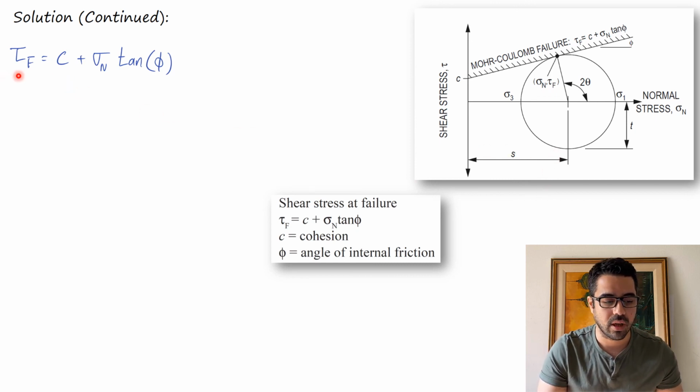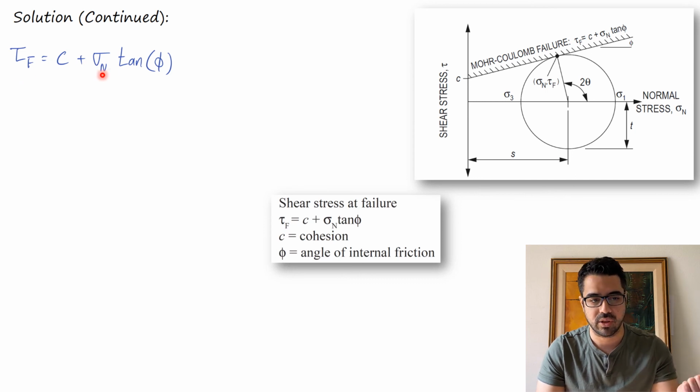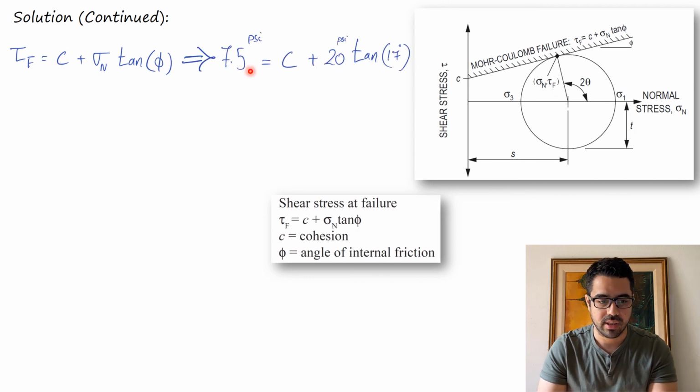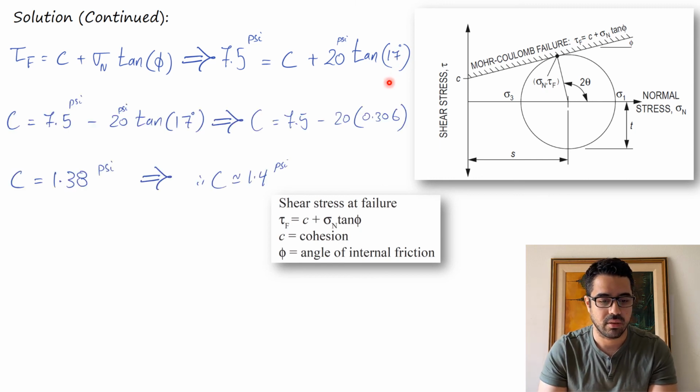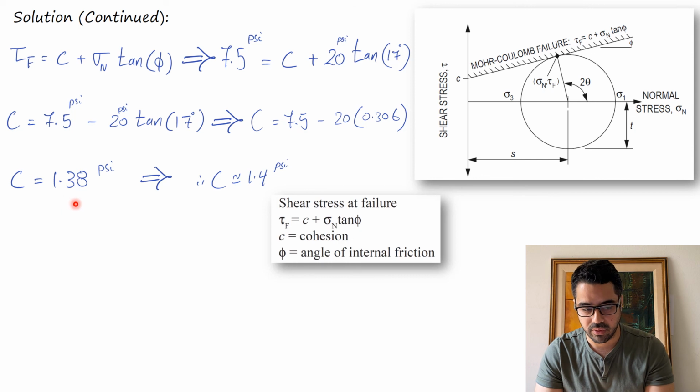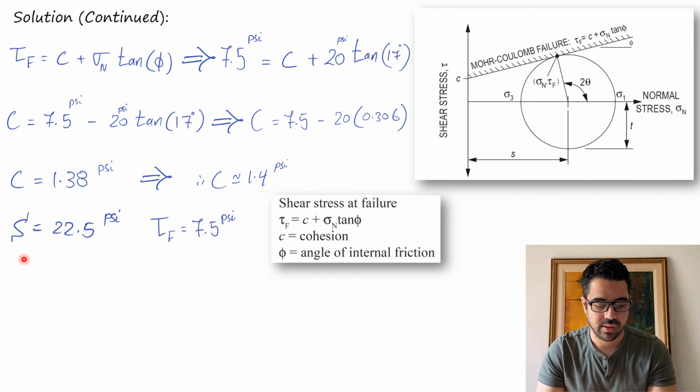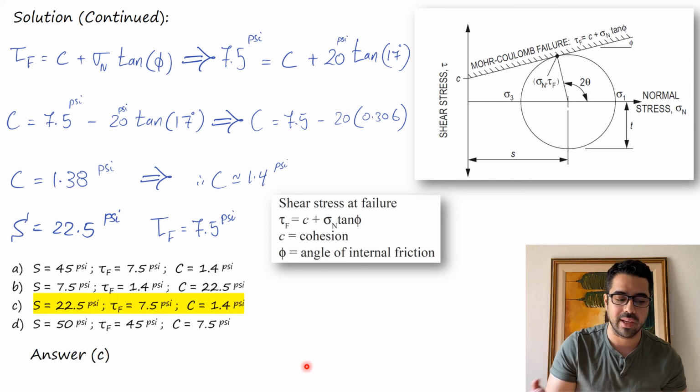So C, tau, we just found that. Sigma n is given, phi is given, C is what we're looking for, right? 7.5, that's tau. C, we don't know. 20, sigma n is given. Tan 17, please pay attention, you're going to substitute that in degrees. So we do a little bit of mathematics, and tan 17 in degrees is 0.3, times 20. The result will be subtracted from 7.5. We're going to get 1.38, almost 1.4. So since S is 22.5 and tau failure is 7.5, that's the answer, C, for this one.